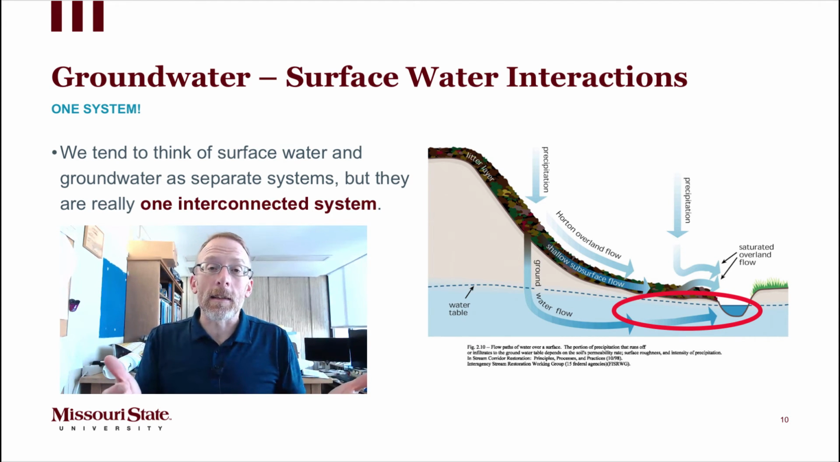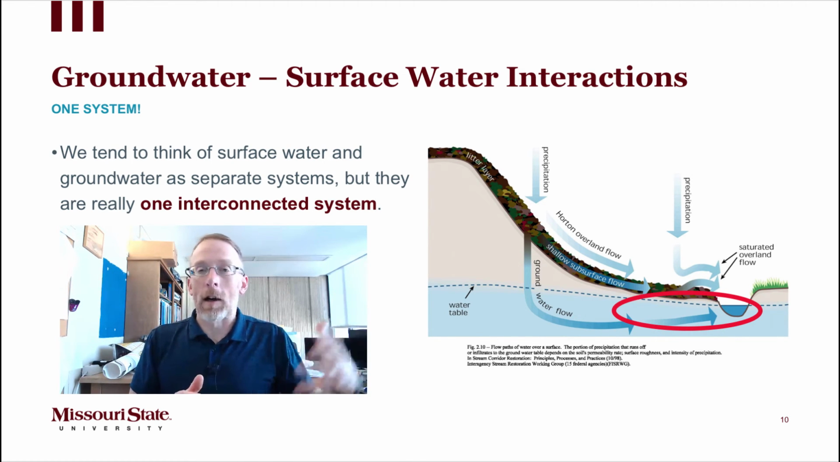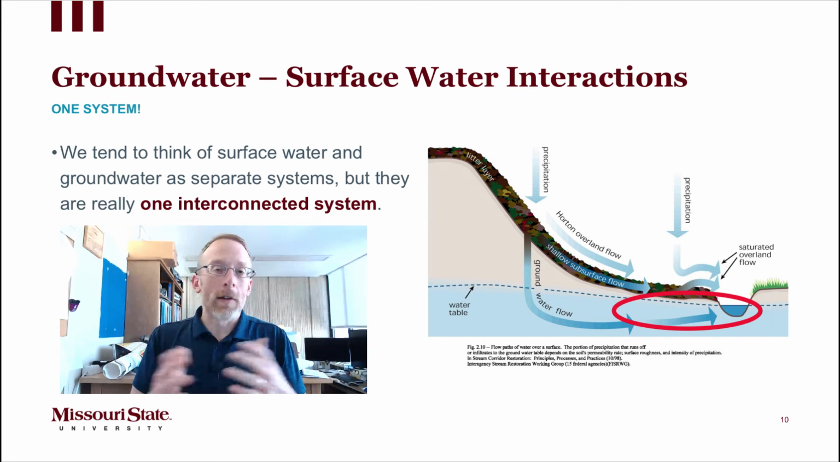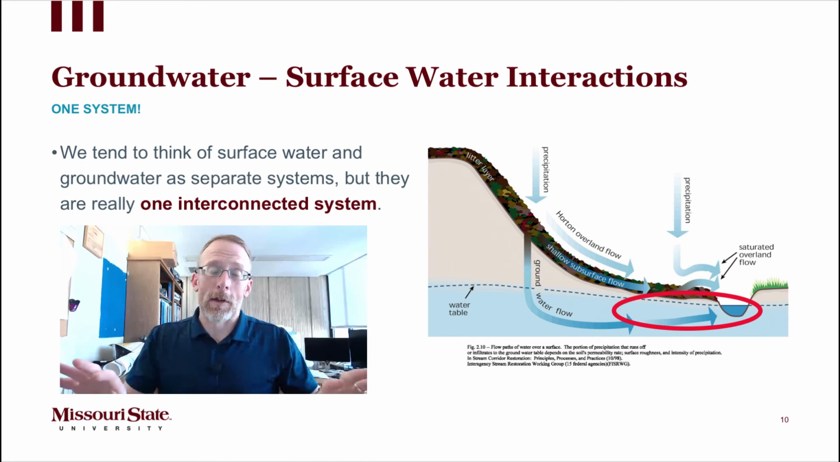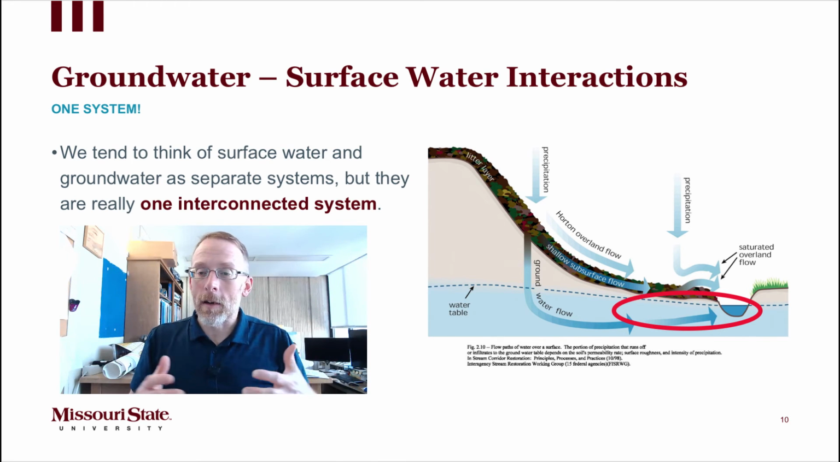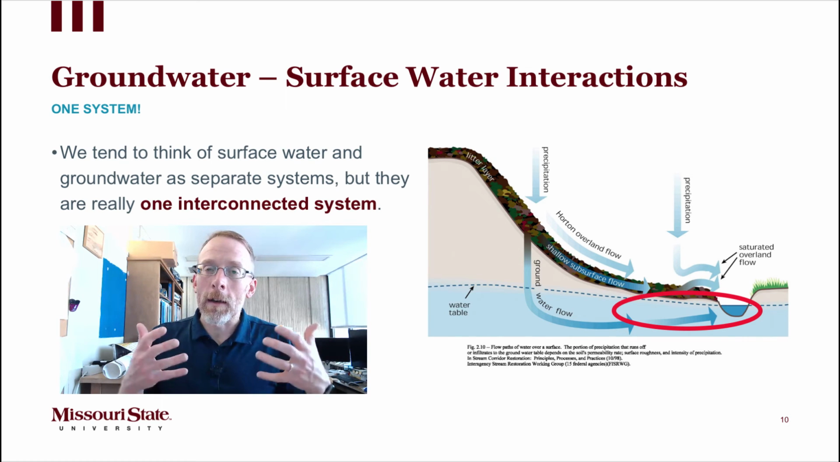And many states even have different regulatory regimes, different rules, different laws, even different agencies that regulate surface water and surface water quality versus groundwater and groundwater quality. So even in many states, they're treated as separate systems in terms of laws and regulations. But in fact, groundwater and surface water are really one system.